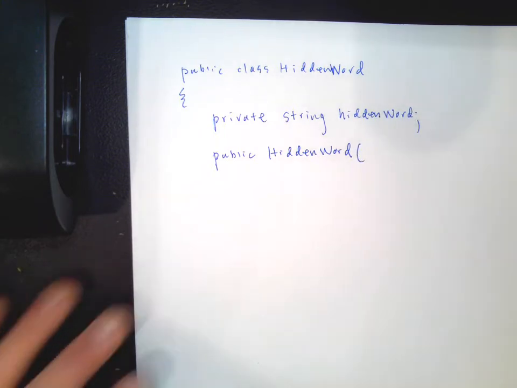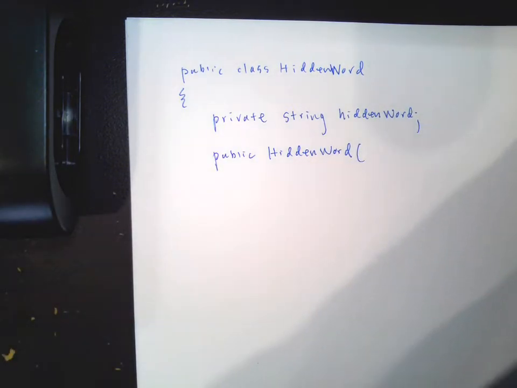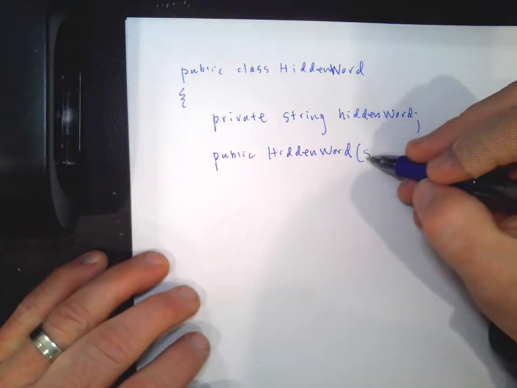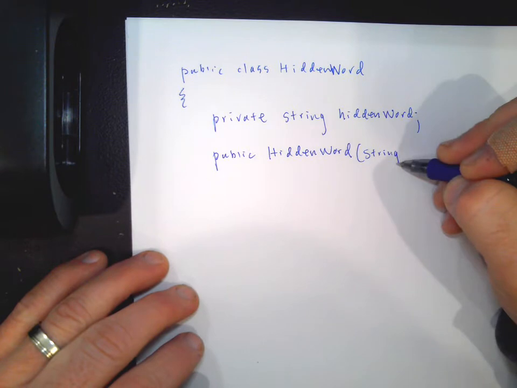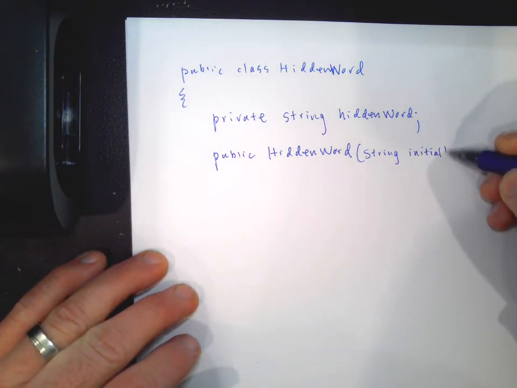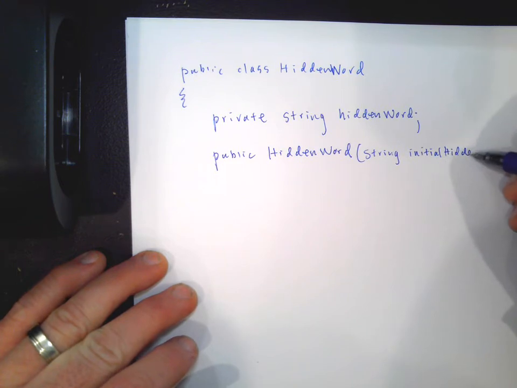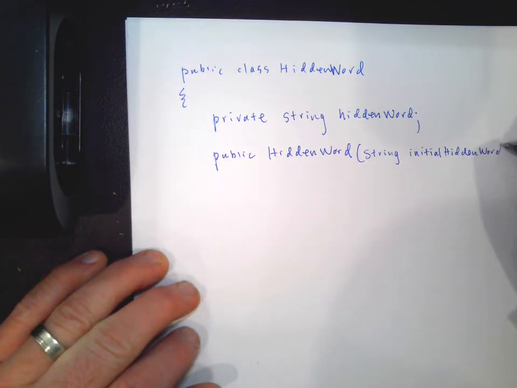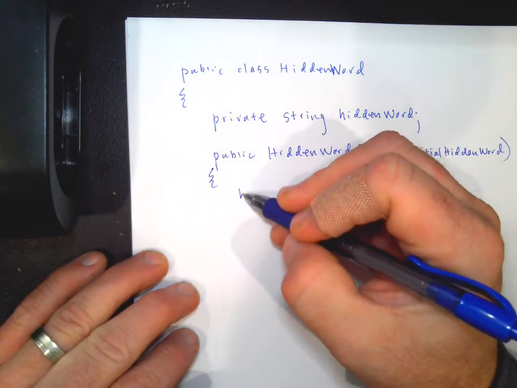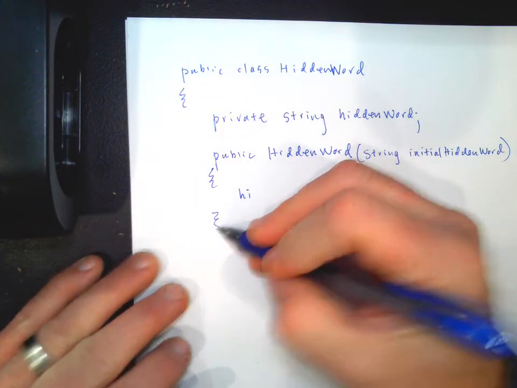And then if you look back at the example, this is where you got to pay attention to this example. It takes a string, right? So we expect to get a string, and we call it a temporary variable, initial hidden word, or however you want to name it. And then you're going to initialize your hidden word. I'm not going to finish that.